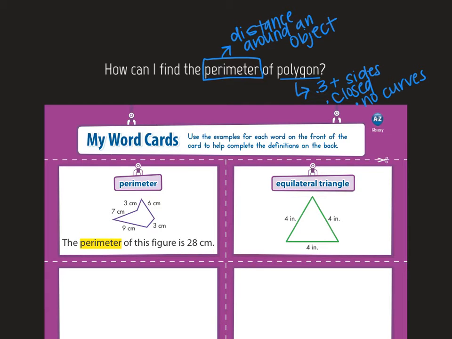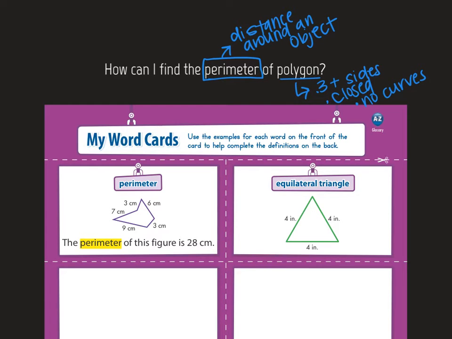So we have already talked about perimeter, and I'm going to go ahead and pull out my lightsaber here so you guys can follow along. All right, so the perimeter of this figure is 28 centimeters. How we find the perimeter here is by adding up all of these sides. So 9 plus 3 plus 6 plus 3 plus 7. And when you add all of that up, you get 28 centimeters. Now remember, we're not doing square centimeters because square centimeters would be finding the area, and we are not finding the area. We are finding the perimeter.